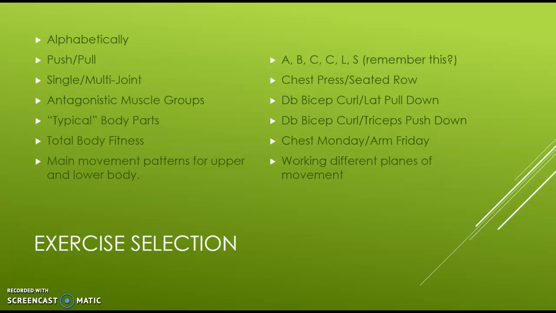So you're working back for the multi-joint exercises, and you're working an antagonistic muscle group like triceps for the single joint exercise. And that kind of plays into the next category, right? So you can almost combine these two. The main body parts that you often see people work on: hey, I'm going to do big chest on Monday, I'm doing arms on Friday before I go to the beach.